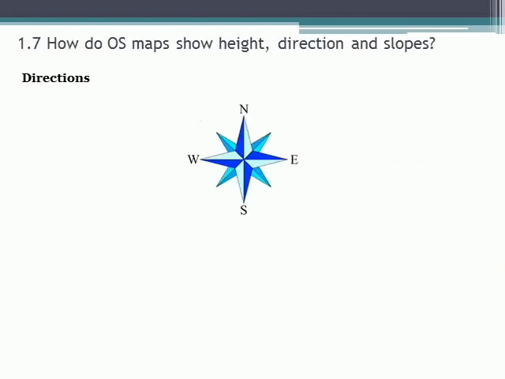Now, for this lesson we're going to learn how OS maps show height, direction, and slope on maps. If you want to read the height or the direction, you're going to learn it today. The first thing we're going to learn is the direction.